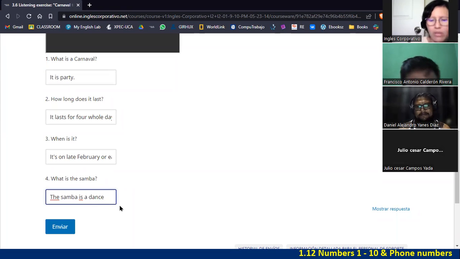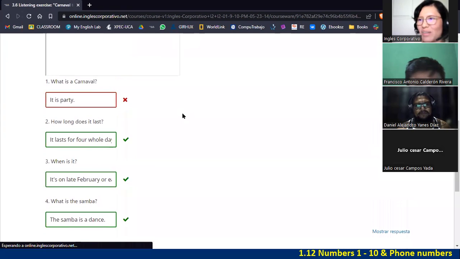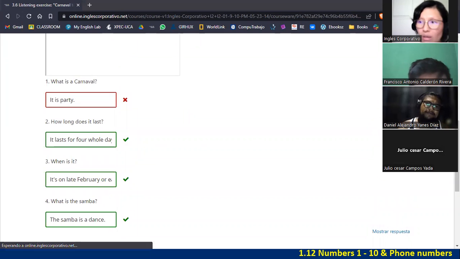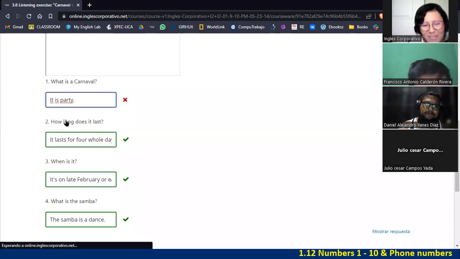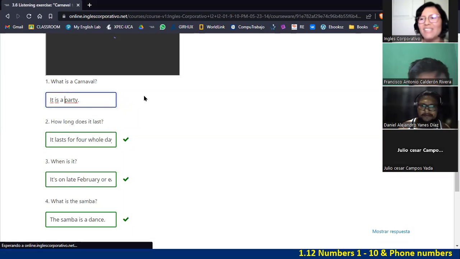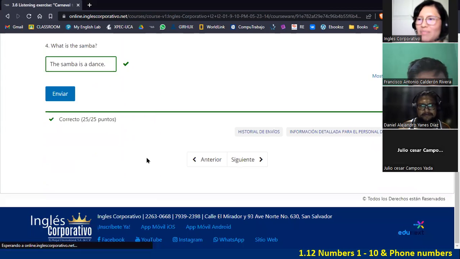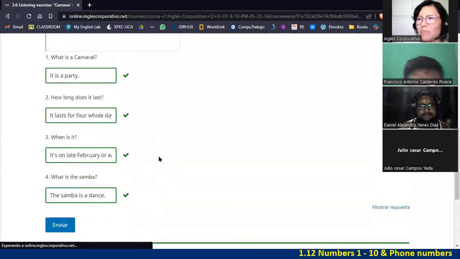Un puntito acá por cualquier cosa, ¿ok? Vamos a ver, le vamos a dar a enviar y vamos a ver si me las toma, ¿verdad? Porque I'm not pretty sure, no estoy segura. Ah, sí es cierto, tampoco me toma a mí, it is a party. Ay, pero es que yo me equivoqué, lo siento, aquí me faltó a party, ¿ok? It is a party. Ahora sí. Perdón, ya lo confundí, Julio César.